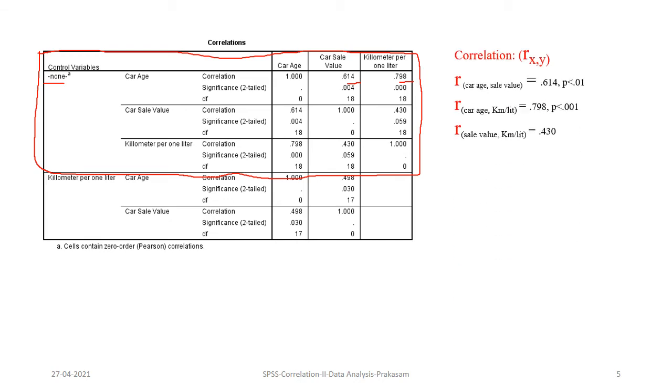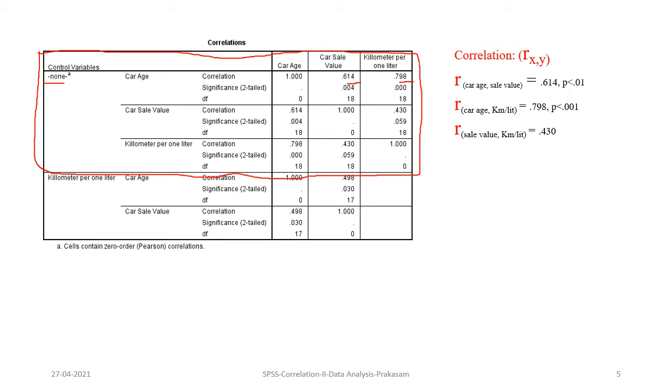Observing the correlation coefficients, between car age and car sale value it is 0.614, and it is significant. Then next, car age and kilometer per liter, the correlation coefficient is 0.798. It is significant, highly significant.